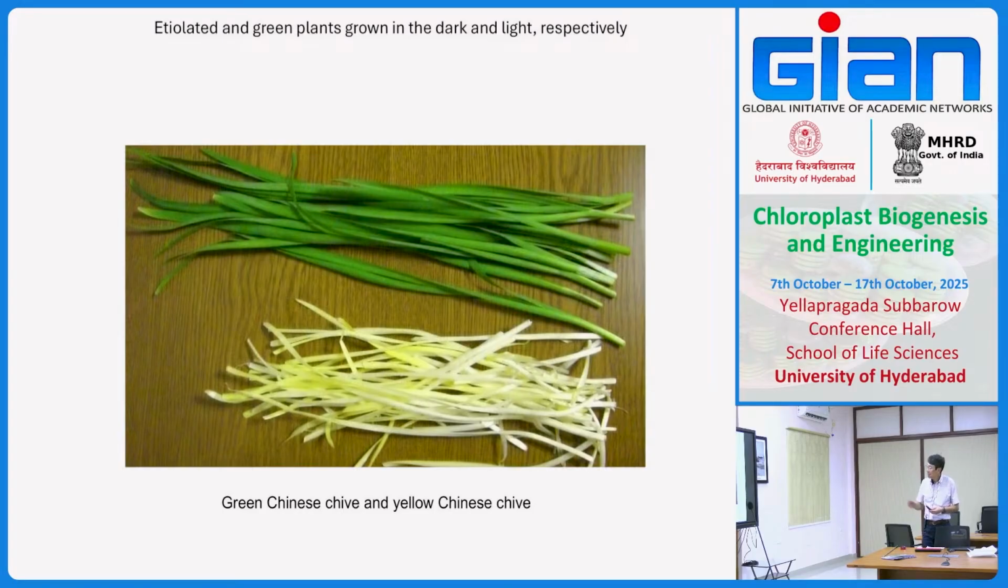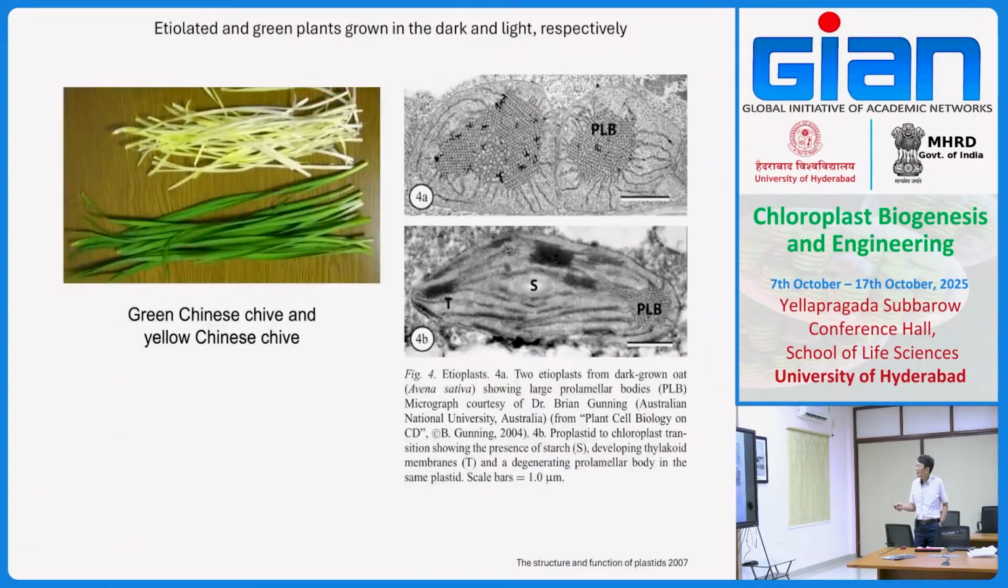The texture is very delicate, the taste is somehow different, and it is a bit more expensive, like green asparagus and white asparagus, right? The yellow one is probably for elderly people with more money. So this is etiolated.